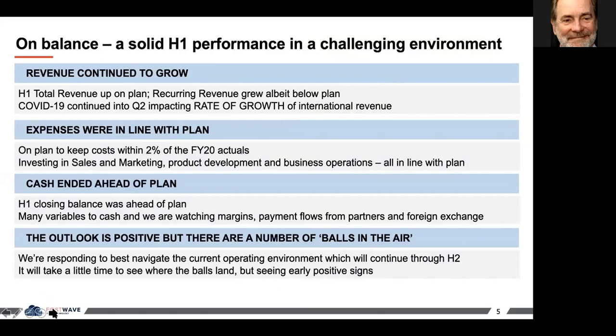While we expect COVID to remain with us through the second half, as I've said repeatedly, this is a numbers game, and we have got many irons in the fire around the world. Expenses remained in line with plan in the first half, and the closing cash balance was 1.4 million dollars ahead. There are many inputs to cash, and we're watching margins, payment flows from partners, and foreign exchange. Neil will talk at length. Certainty, but early indicators are positive. Please turn to slide six, and I'll hand you over to Neil, who'll now add more color to all of this.